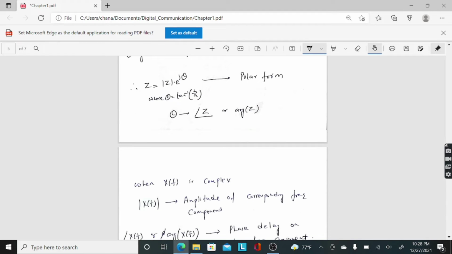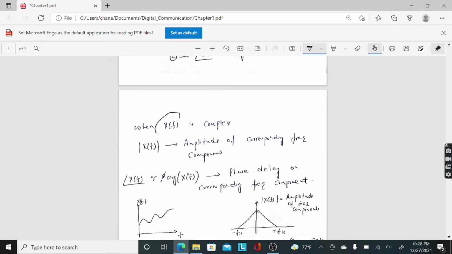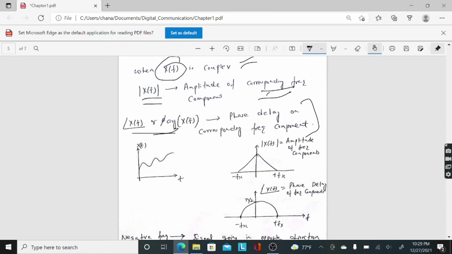So now coming back to our original discussion on the frequency domain representation: if x of t is the time domain signal, x of f is the frequency domain representation. If x of f is complex and I represent it in polar form, the magnitude of x of f represents the amplitude of each frequency component, and the argument of x of f represents the phase delay of each frequency component. So that's the physical significance of the magnitude and the argument of the complex number.